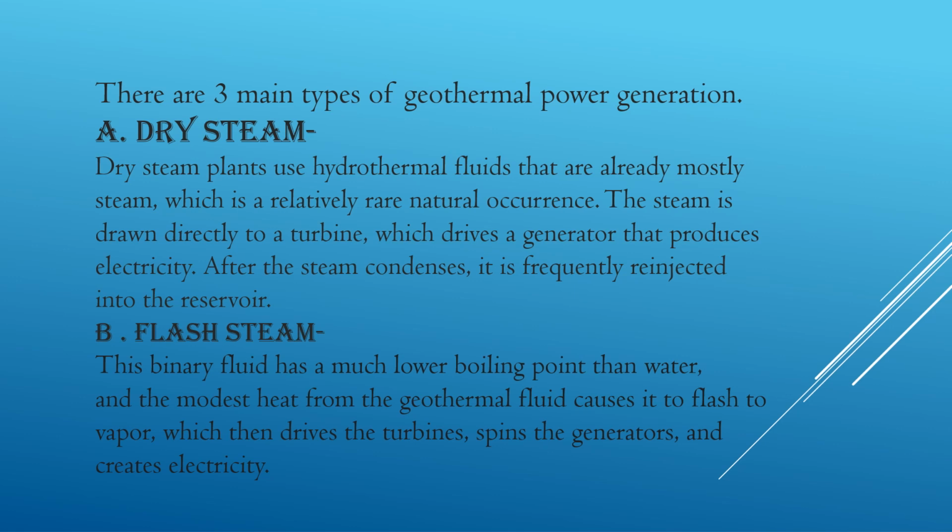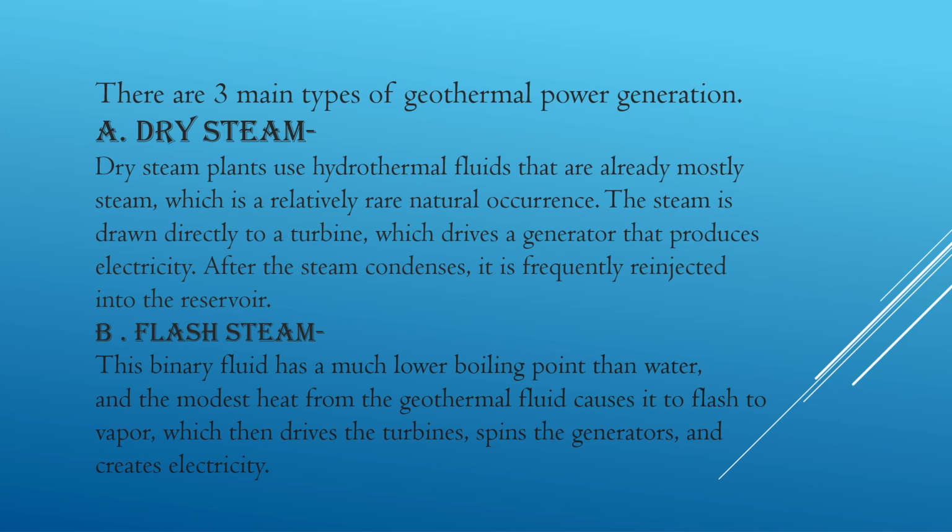The first one, dry steam plants, use steam directly from a geothermal reservoir to turn the generator turbines. Dry steam plants use hydrothermal fluids that are already mostly steam, which is relatively rare in nature. The steam is drawn directly to a turbine, which drives a generator. The generator produces the electricity. After the steam condenses, it is frequently re-injected into the reservoir.